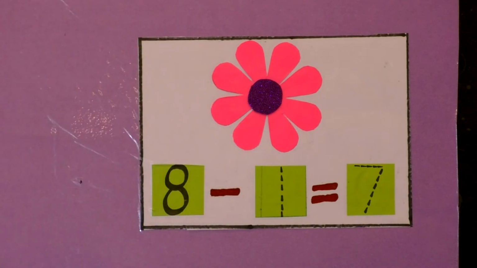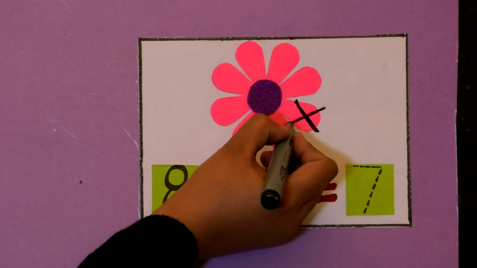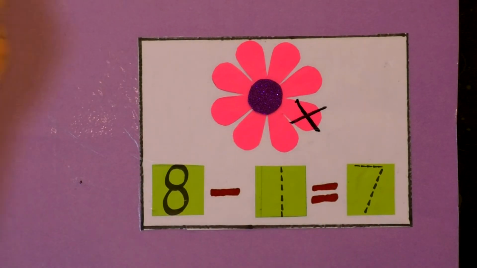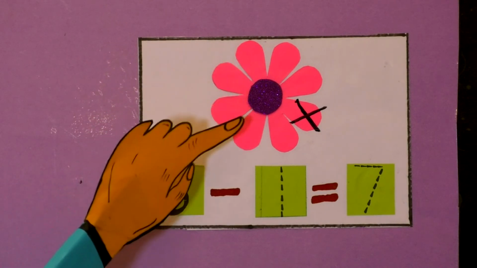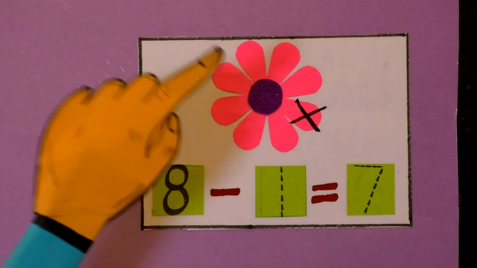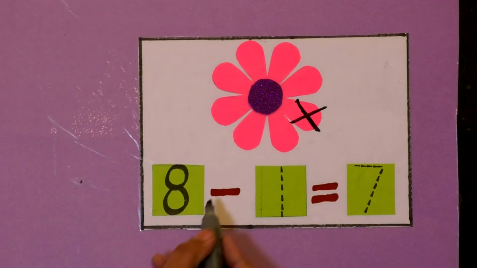So what will we do? We will cross one petal. Now let's count how many are left. 1, 2, 3, 4, 5, 6, 7. Now 7 petals are left and we are making groups of 7.